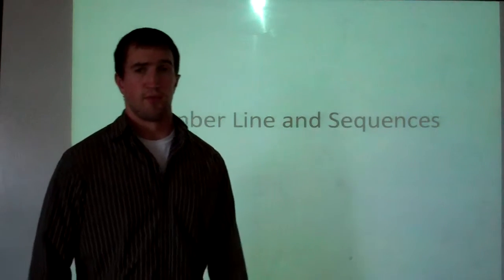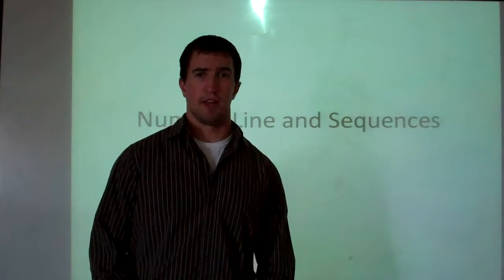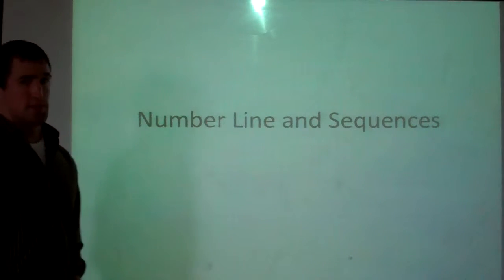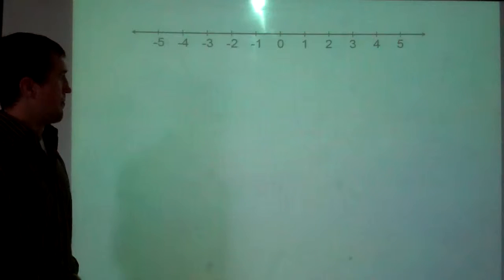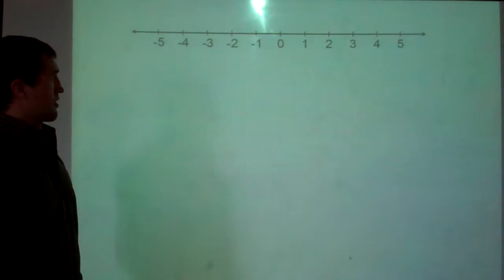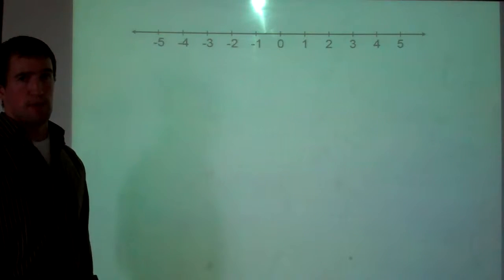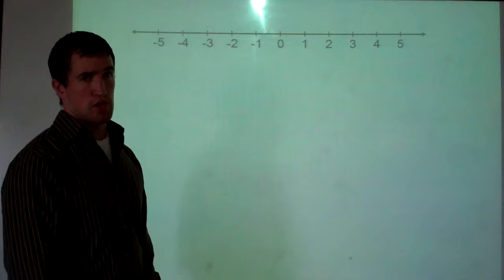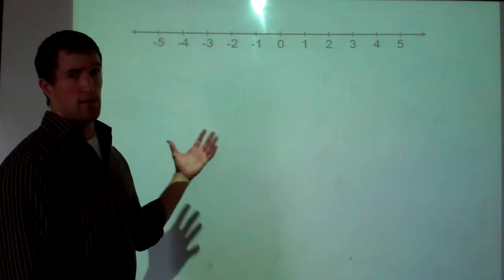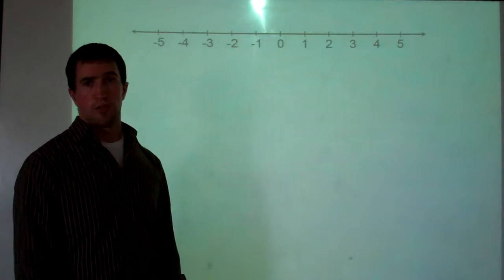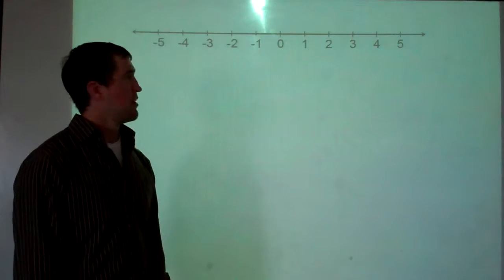Alright, this is lesson 4 for 7th grade, and we're talking about the number line and sequences today. This is our regular number line. All of our integers, basically all the way up into infinity in the positive direction and all the way to negative infinity in the negative direction. We're not talking decimals or anything like that yet. These are all integers.